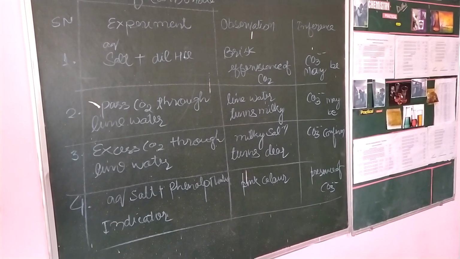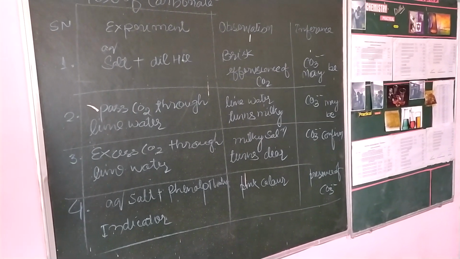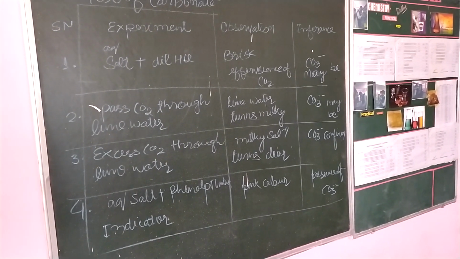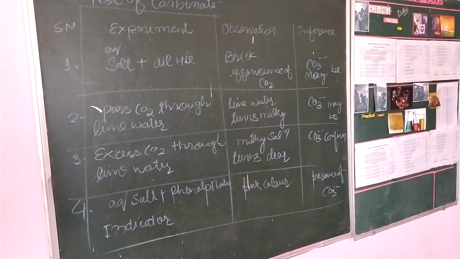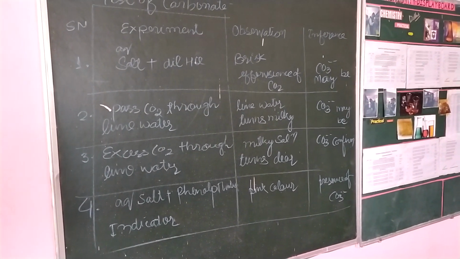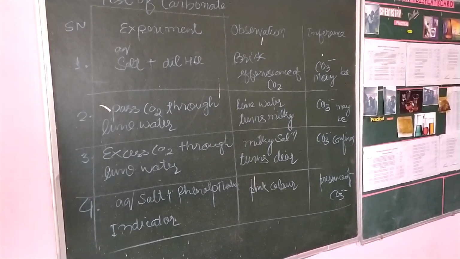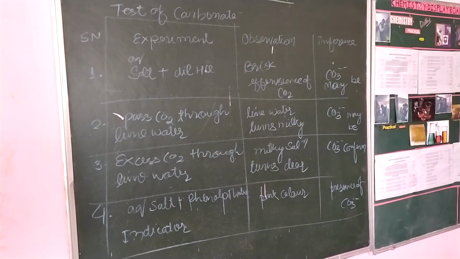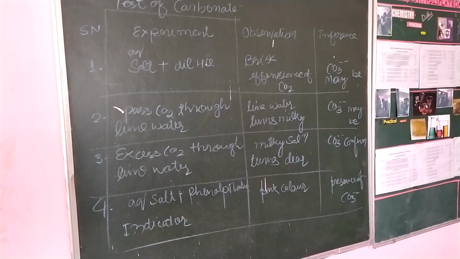We will pass the CO2 through lime water, then lime water will turn milky, and this also shows the presence of carbonate ion. The excess of CO2 will be passed through lime water. The milky solution turns clear and it will confirm the carbonate ion.